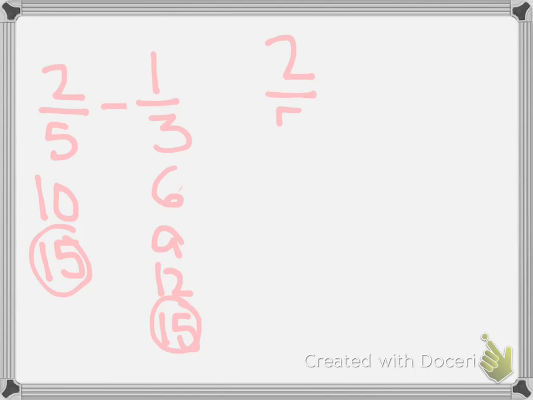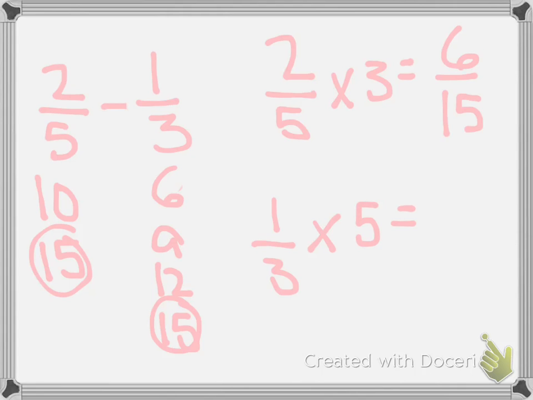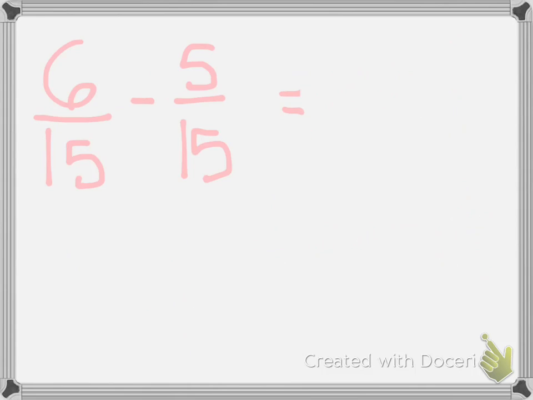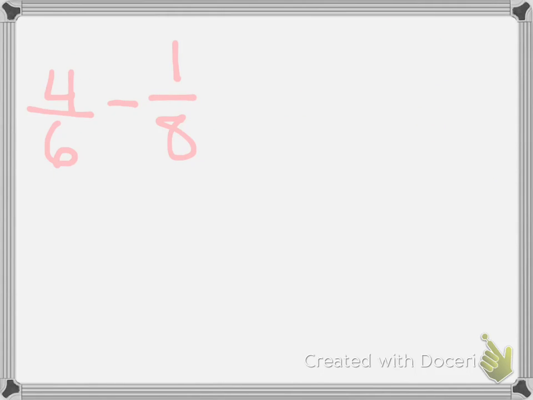For 2/5 to have a denominator of 15, we have to multiply the top and bottom by 3. 3 times 2 is 6, 5 times 3 is 15. For 1/3 to have a denominator of 15, we have to multiply the top and bottom by 5. 5 times 1 is 5, 5 times 3 is 15. So 6/15 minus 5/15. 6 minus 5 is 1, and you have to keep the denominator the same, so it's 1/15. This is your answer because it cannot be simplified.